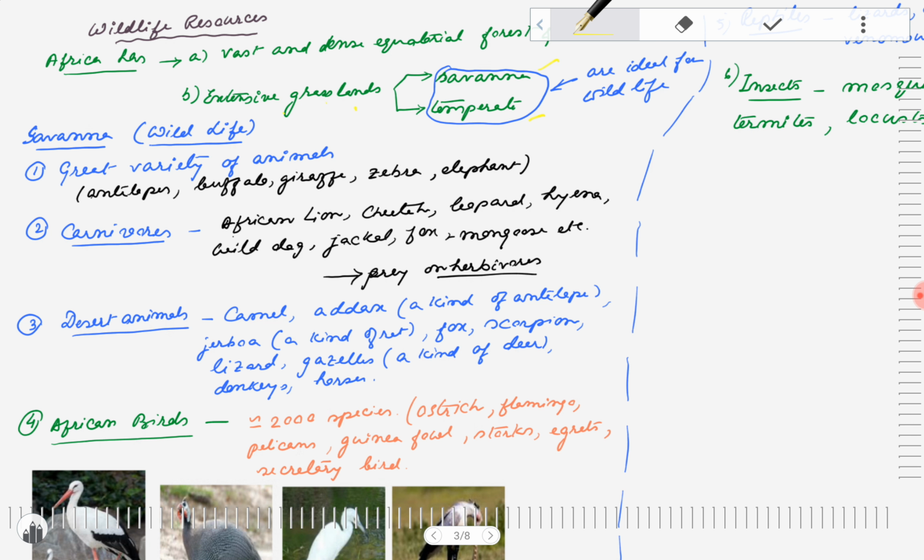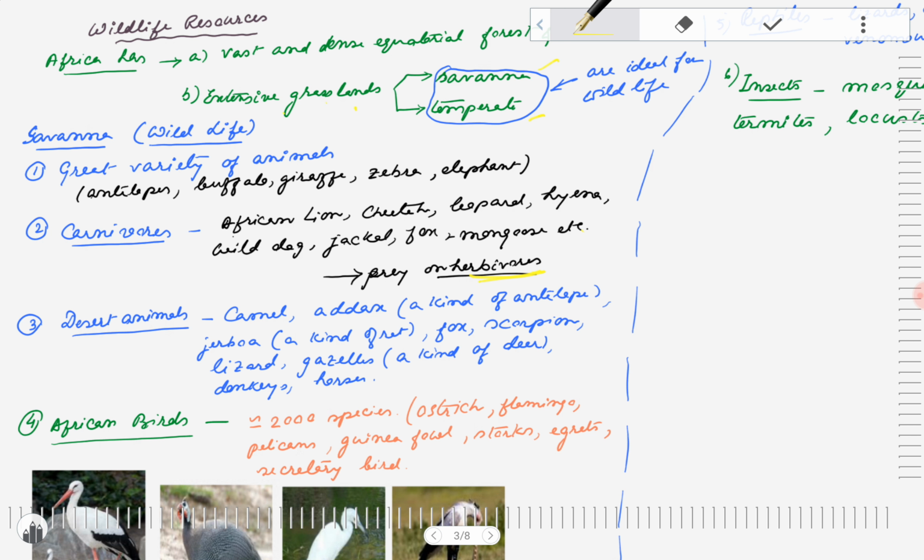There's antelopes, buffalo, giraffe, zebra, and elephant. There's the African lion, cheetah, leopard, hyena, wild dog, jackal, fox, mongoose, etc. And these carnivores, they prey on herbivores.